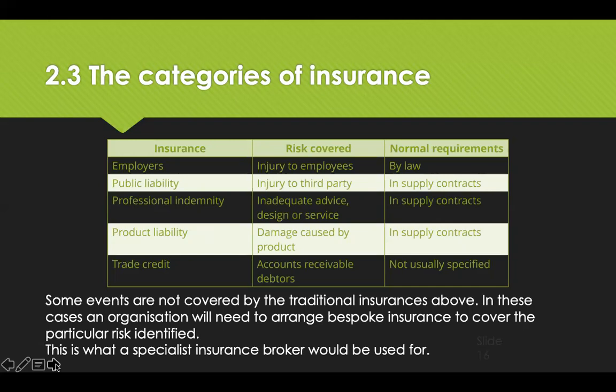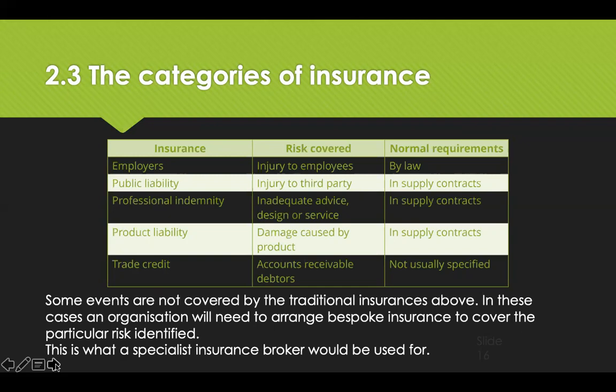Public liability covers the third party if they're injured and they make a claim. Not normally a legal requirement, but recommended for customer-facing businesses. Professional indemnity covers the legal cost and compensation due to a customer if inadequate advice was provided by a law firm or a consultant. Product liability will cover some of the costs if a product or service injures somebody or damages property.